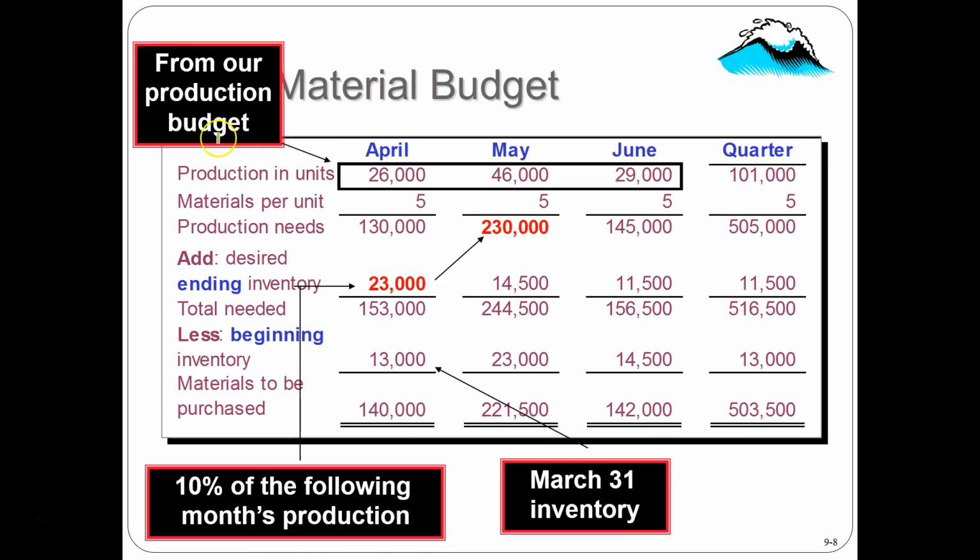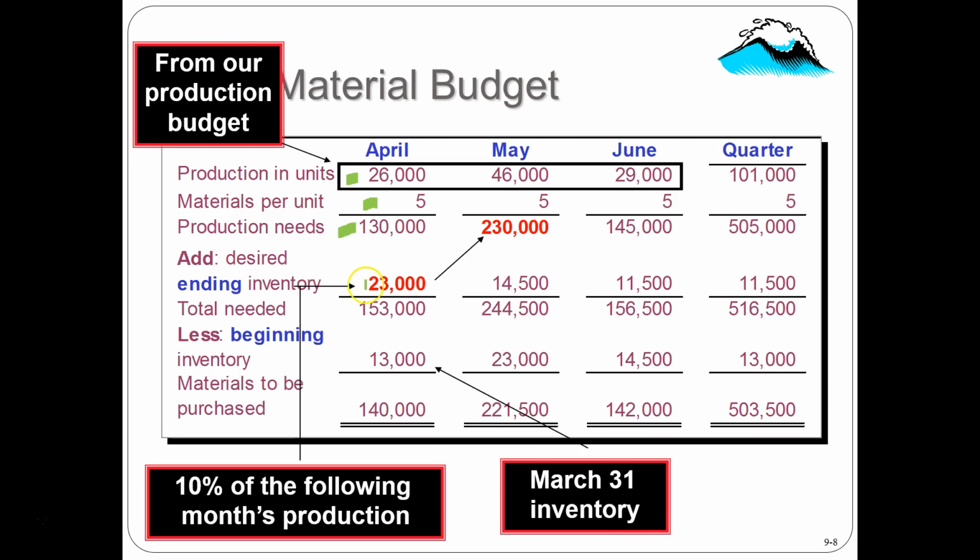We got from the production that we had 26,000 units we're going to produce. We had to multiply that times however many units of material it takes to produce 1 unit, and that will give us our production need. So that's how many units of material we would need to purchase if we were just to cover the sales that we projected to have.